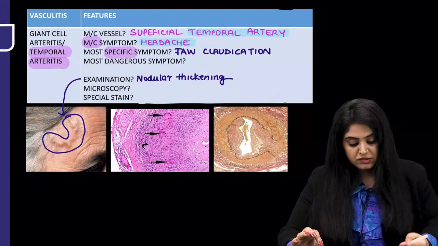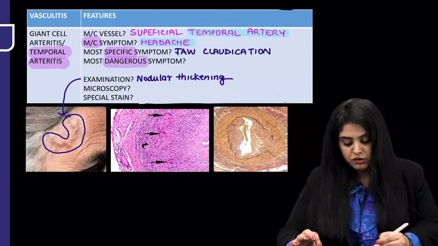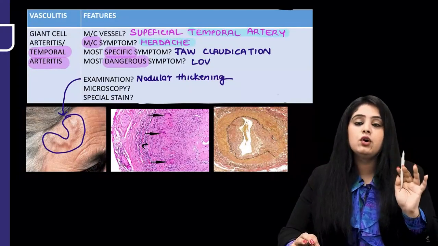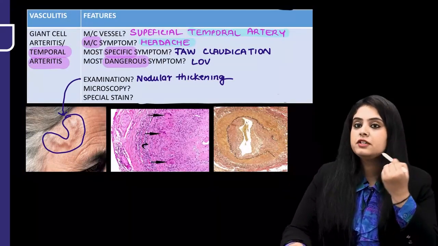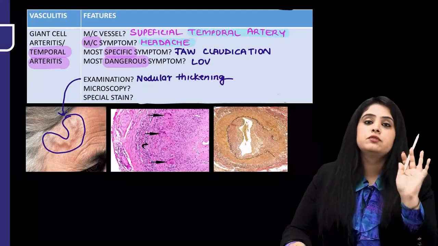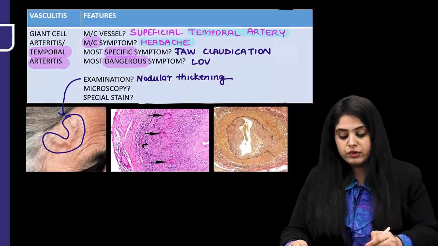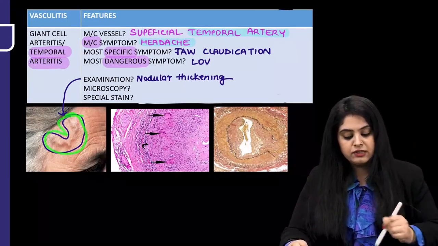But what is the most dangerous now? The most dangerous symptom, of course, is going to be if something happens to my vision, loss of vision. So remember three things. The most common is headache, the most specific is jaw pain, and the most dangerous, of course, is loss of vision. And how is the patient going to present? There's a nodular thickening, as you can see over here.